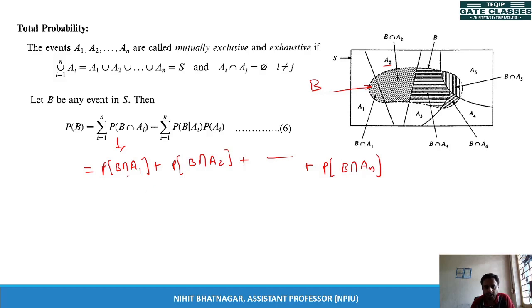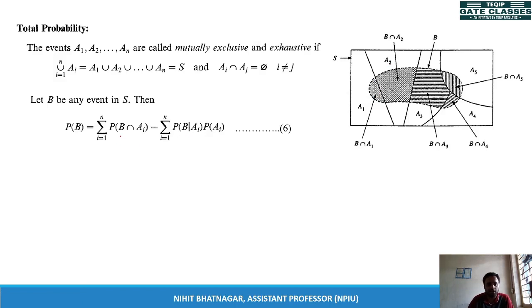I use intersection because I want to find the common area. That's why I use intersection here. I cannot use union here because union is the complete portion. Union means the complete portion of A1 or B or both of them. I want to find this exclusive area. That's why I use intersection. So this equation can be written like this.